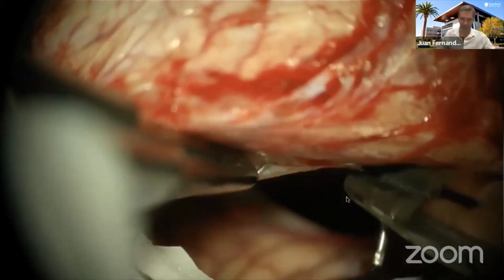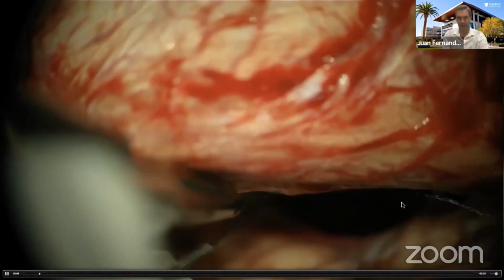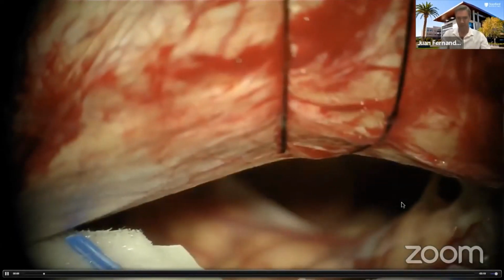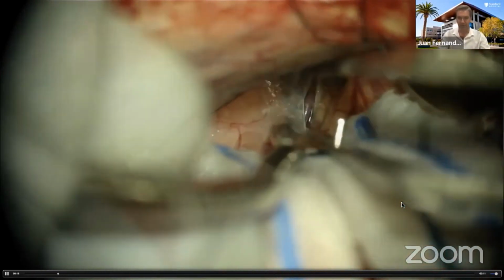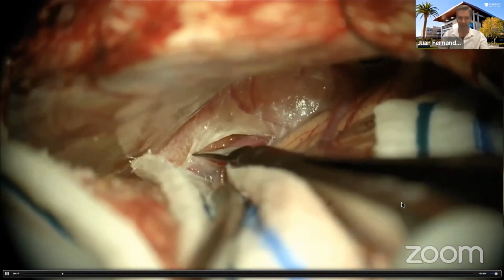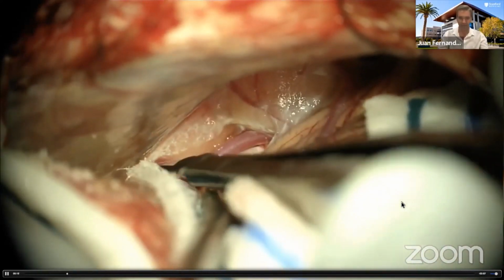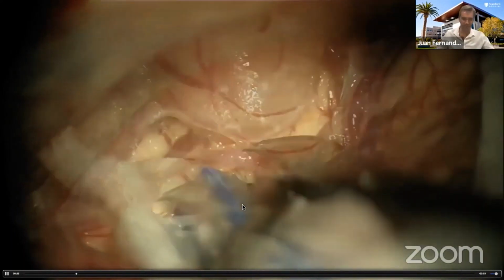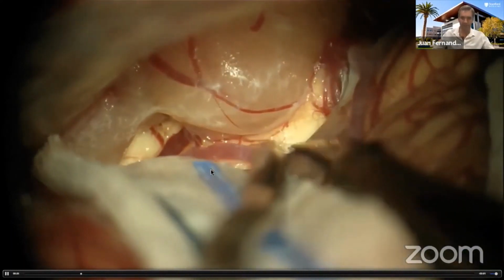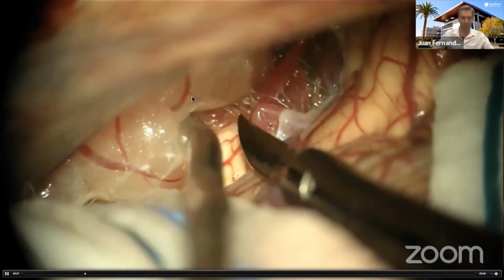This is in a sitting position. And you can also do this in a lateral position if you position the patient properly. But the beauty of this is, as soon as you go paramedian, supracerebellar, and you open the arachnoid, you're going to see the tumor. This is the fourth nerve down here, and the SCA. And all this is the tumor right here.